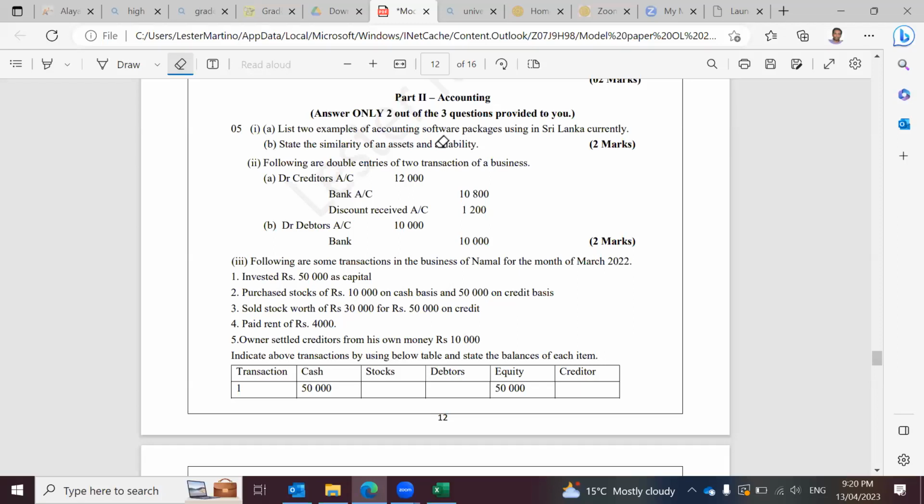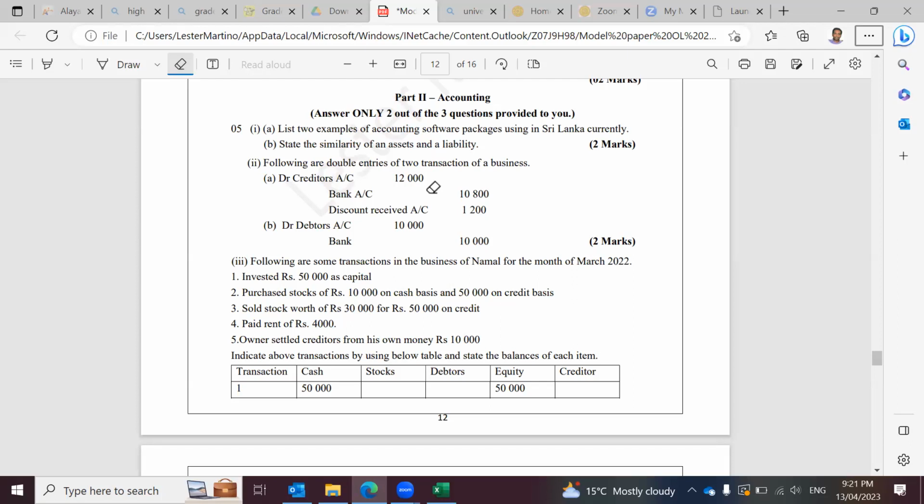Next, the following are double entries of 2 transactions of a business. Creditor's account, debit, bank account, credit, discount received, credit. You need to mention what is the type of transaction that occurred. It is not mentioned here, so you need to write the most possible transaction that has occurred. So you can write it down.